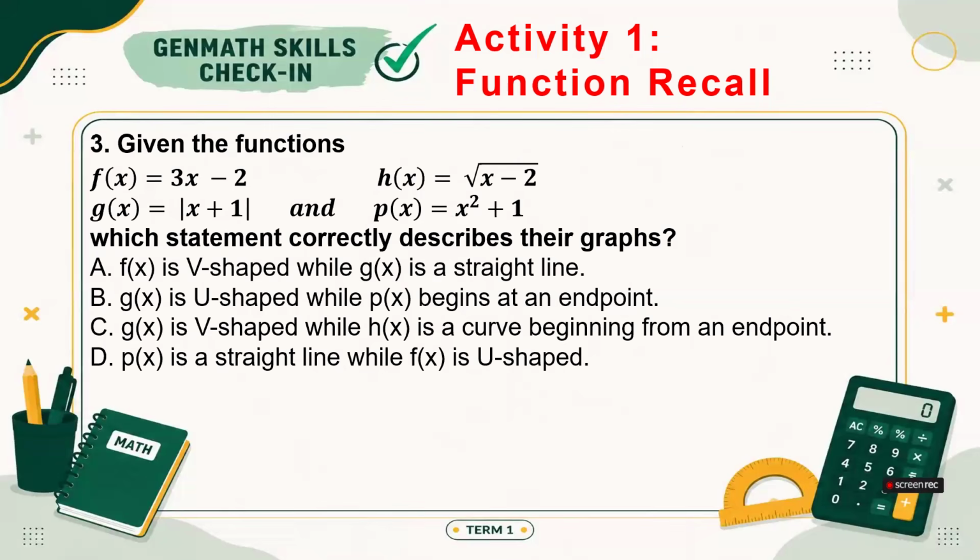What about h of x? It is a square root. So the graph begins at an endpoint and curves to the right. And finally, our p of x is quadratic. Very good. So it's a U-shaped parabola.